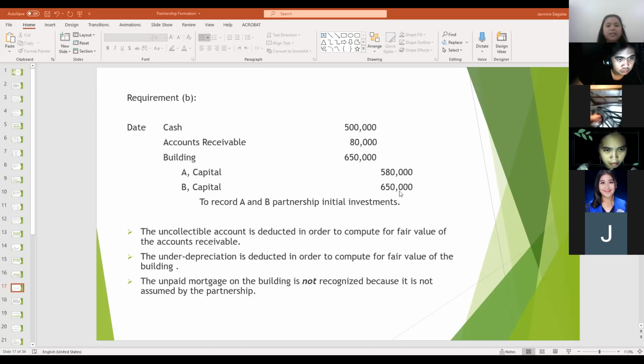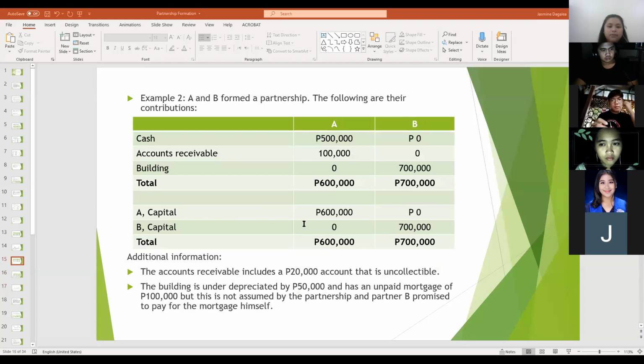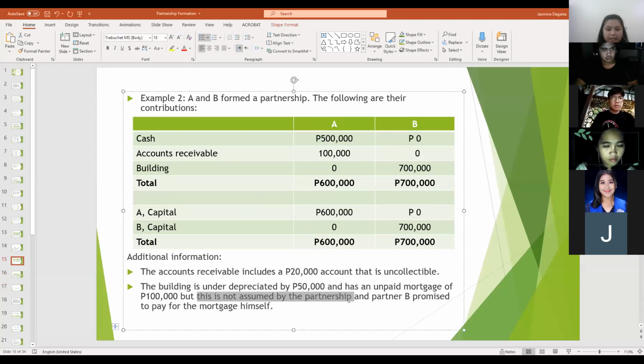And B capital, 650,000. If you notice, kahit na sinabi sa problem na may mortgage payable yung building, hindi siya in-extend sa partnership books kasi hindi siya in-assume ng partnership, and babayaran siya ni partner B. So, sinabi dito, this is not assumed by the partnership and partner B promised to pay the mortgage himself.